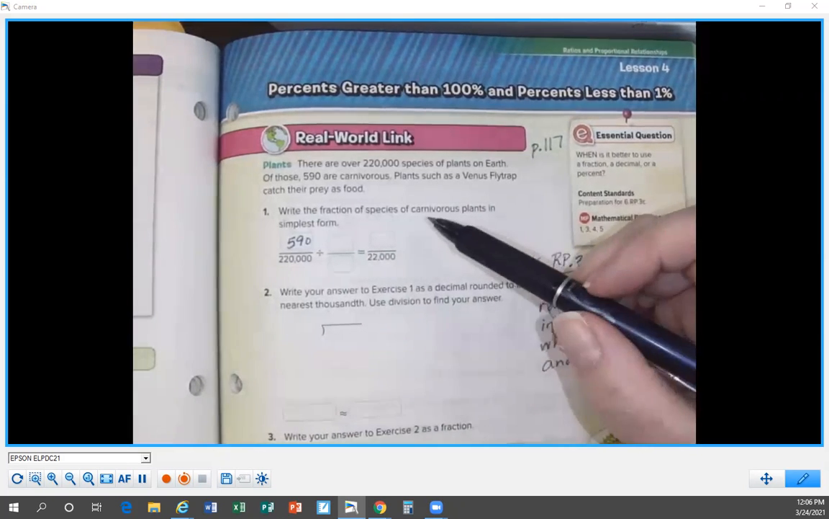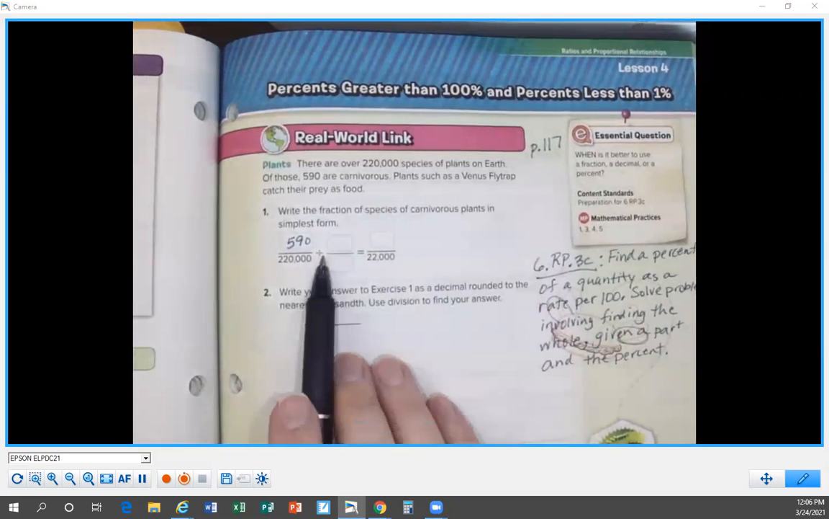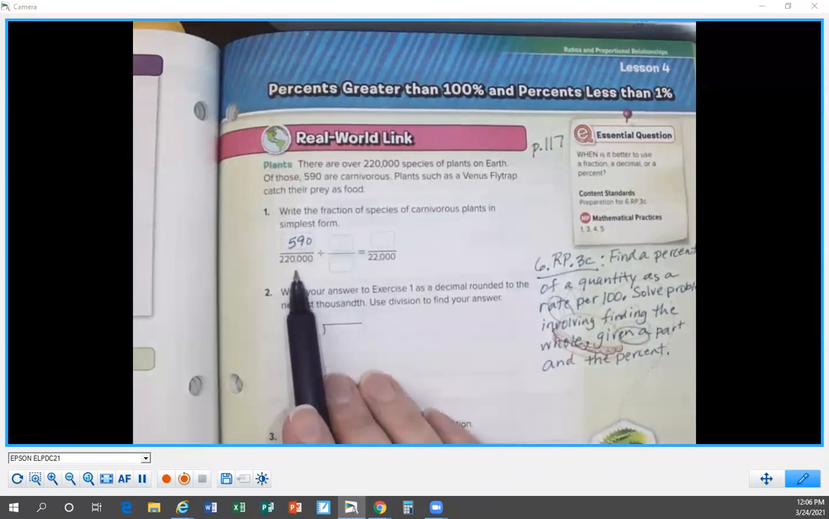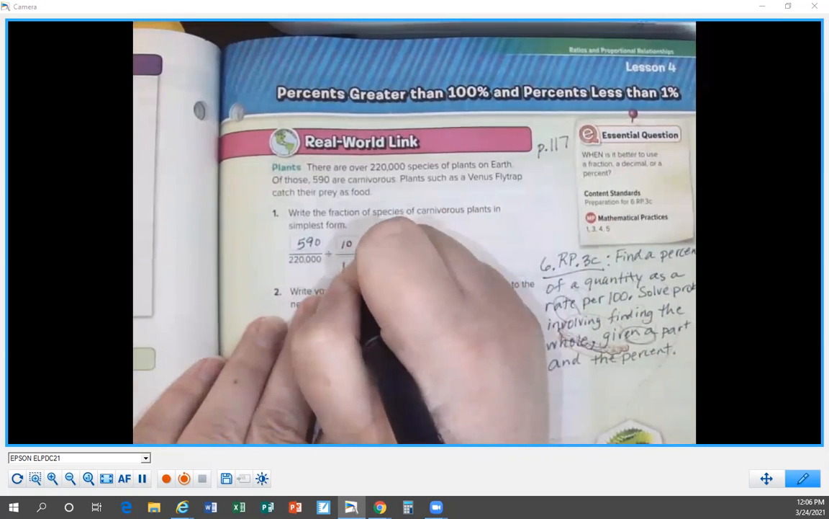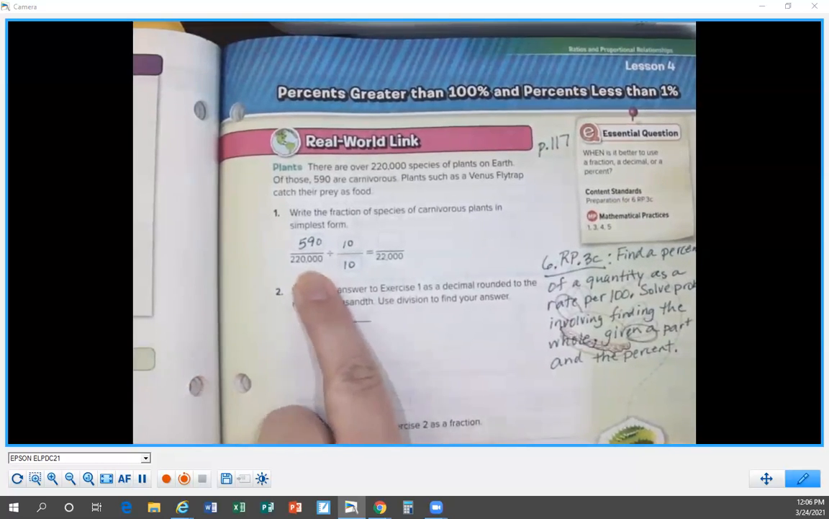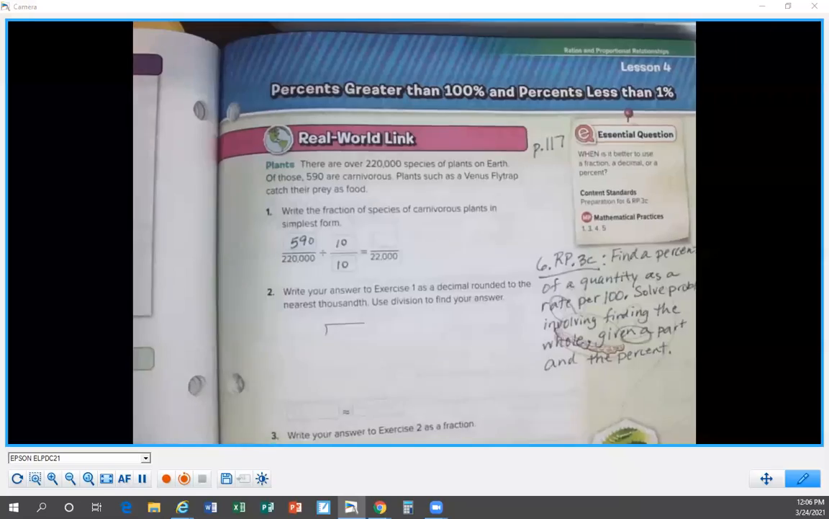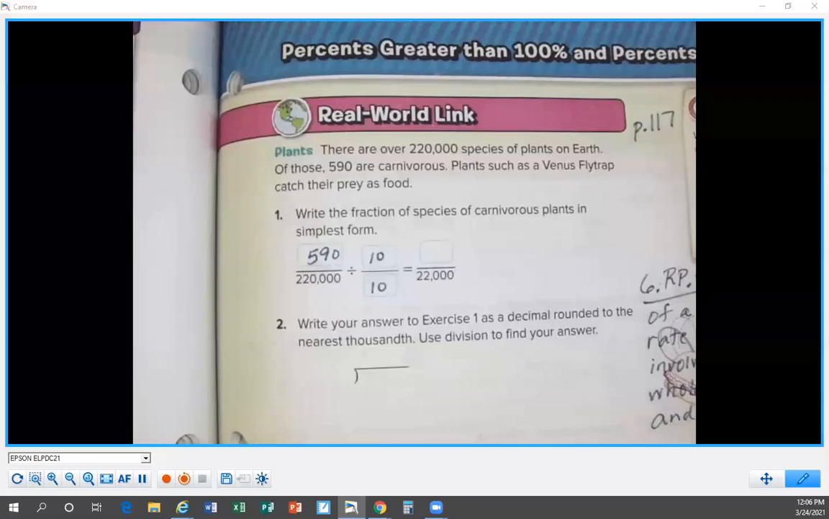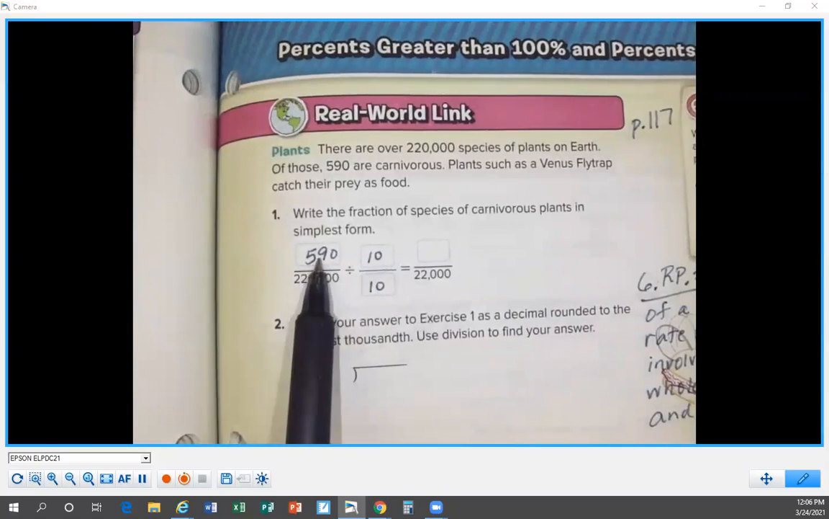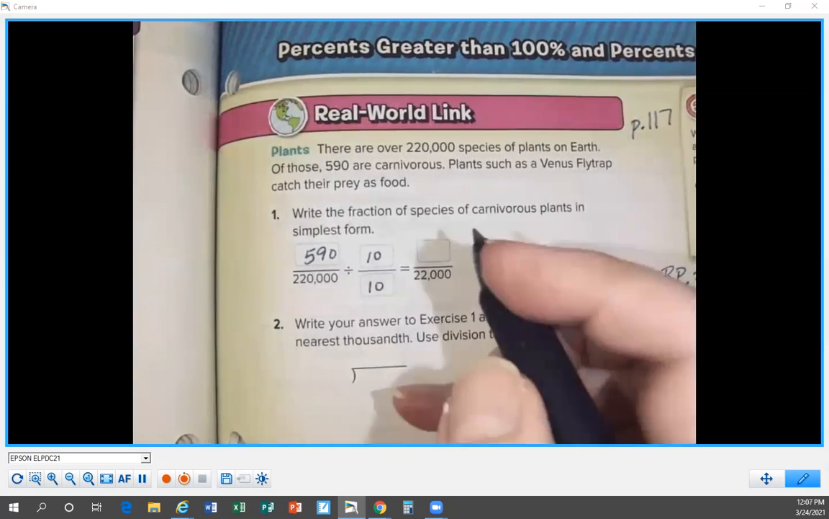So number one said, write the fraction of species of carnivorous plants in simplest form. And so then we wrote the 590 out of 220,000. When we look at these, we can see that they both end in 0, which means they're both divisible by 10. So we can simplify this by dividing each of these by 10. They also gave that clue here because it went from 220,000 to 22,000. Then we do the same thing in the numerator. 590 divided by 10 is 59.